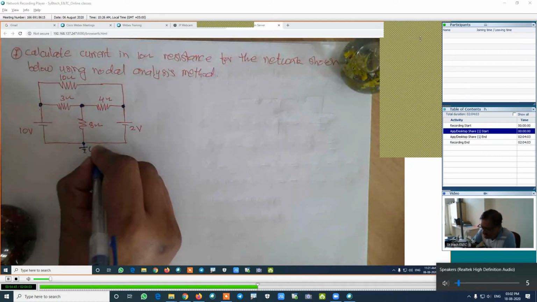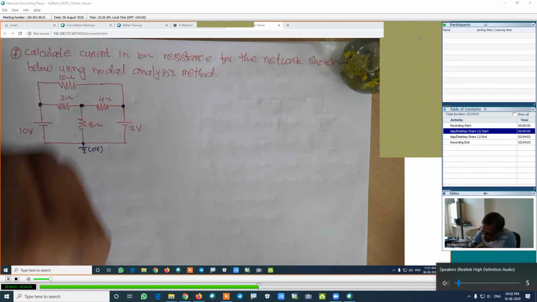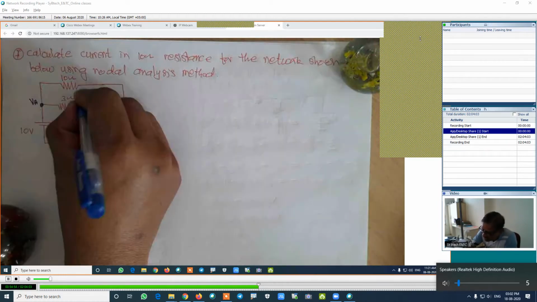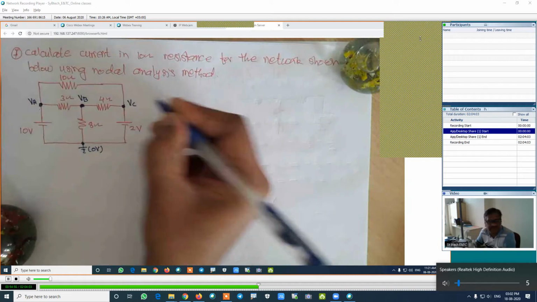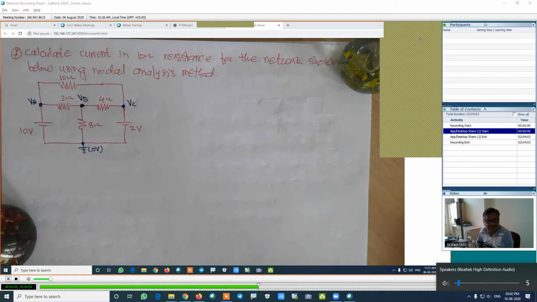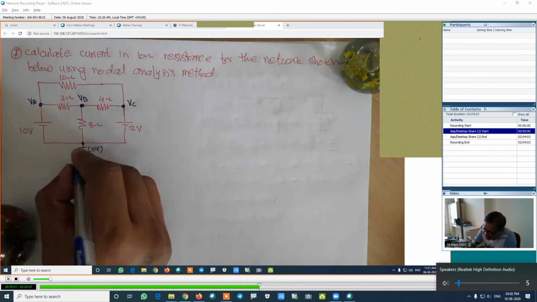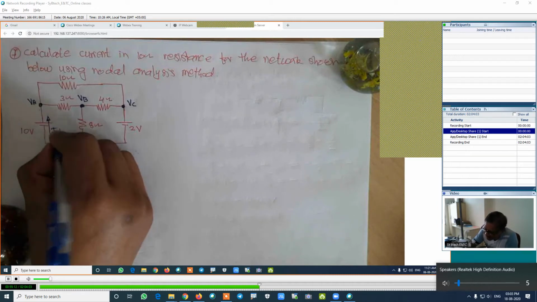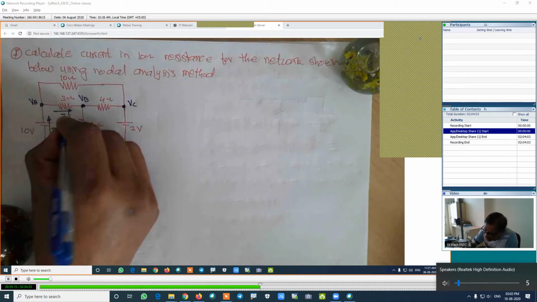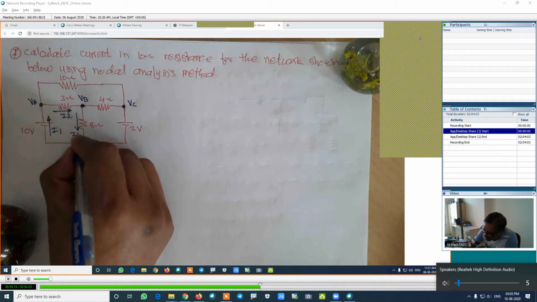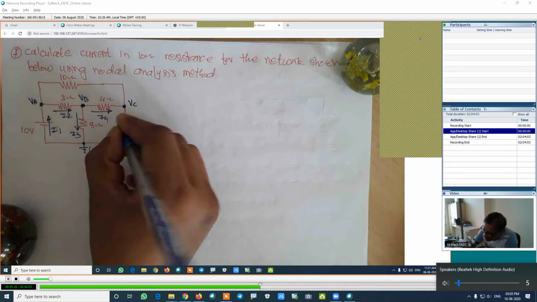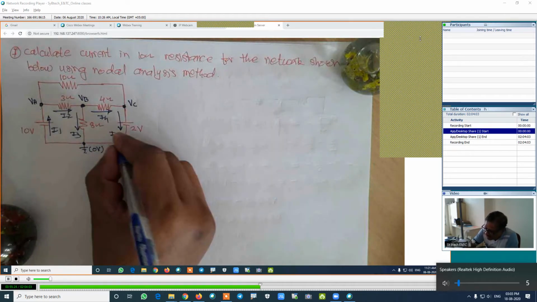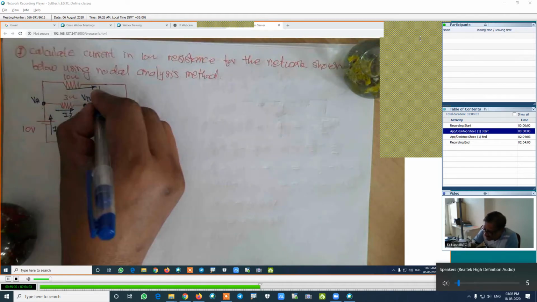Its potential is zero. This is the node A having its potential VA. This is the node B having its potential VB. This is the node C having its potential VC. Then we will assume a separate current for each branch. We have 1, 2, 3, 4, 5, 6 branches. The path between this node and this node is one, and that current is I1. The second current is I2. The third current is I3. This is I4. This current will be I5. And here, this current may be I6.